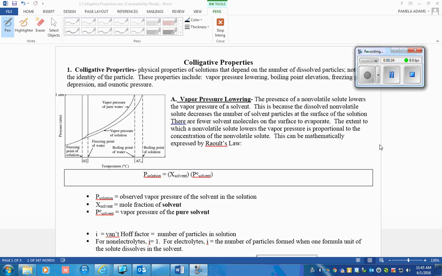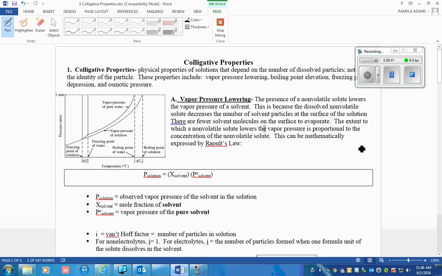And the reason the vapor pressure will be lowered is those non-volatile solute particles are actually blocking the solvent particles from being able to leave the surface of the liquid and transition into the gas phase.